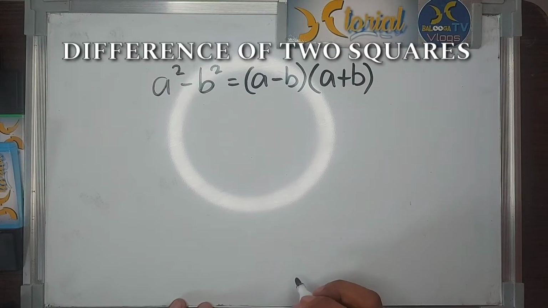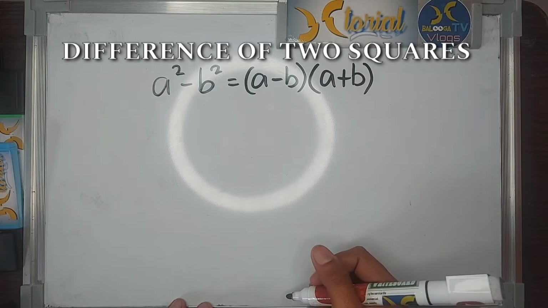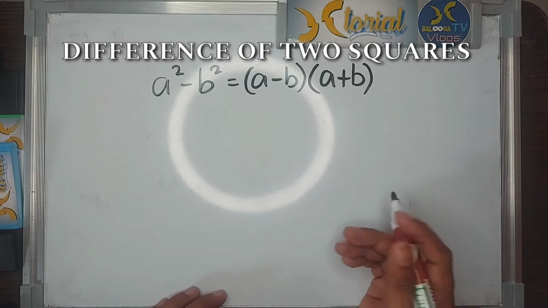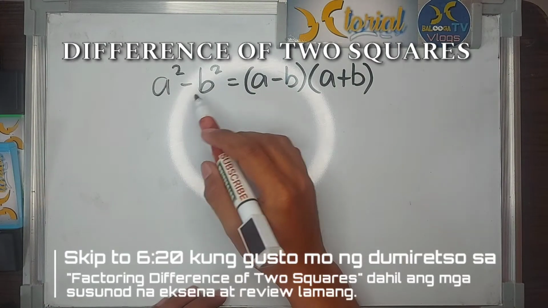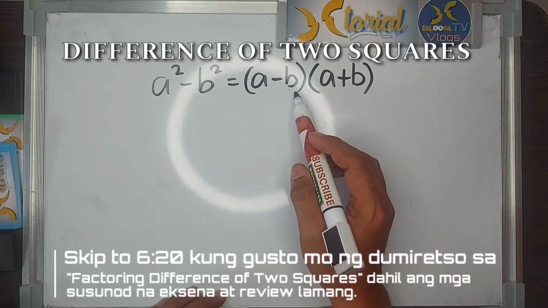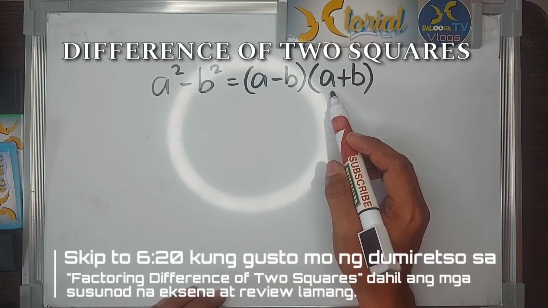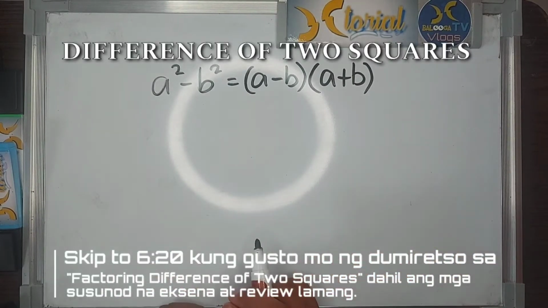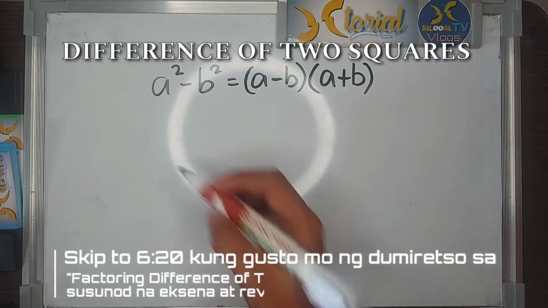Okay, so for today's topic, ang pag-uusapan po natin ay ang difference of two squares. So ang pattern po ng difference of two squares, we have a squared minus b squared equals the quantity a minus b times the quantity of a plus b. So, bago tayo pumunta dyan sa topic na yun, pag-usapan muna natin yung salitang square.